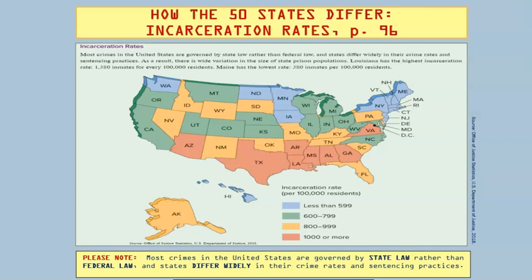No one really beats Louisiana. Louisiana comes out ahead. It says Louisiana has the highest incarceration rate at 1,380 inmates per every 100,000 residents. So I thought that was pretty amazing. It says most crimes in the United States are governed by state law rather than federal law, and states differ wildly in their crime rates and their sentencing practices.